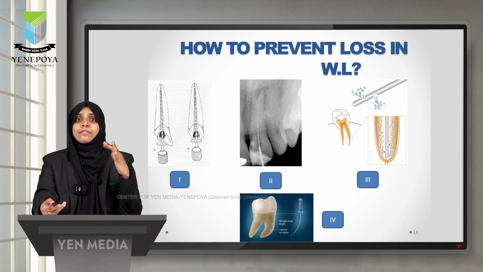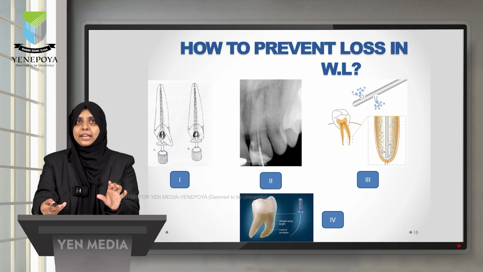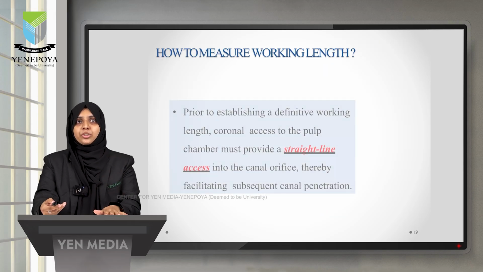Then in case we are treating a tooth which has curved canals, what is the important thing to keep in mind? It might lead to shortening of the working length. So in such cases we have to pre-curve the file, by which we will know that we have maintained the working length. Now how do we measure the working length?